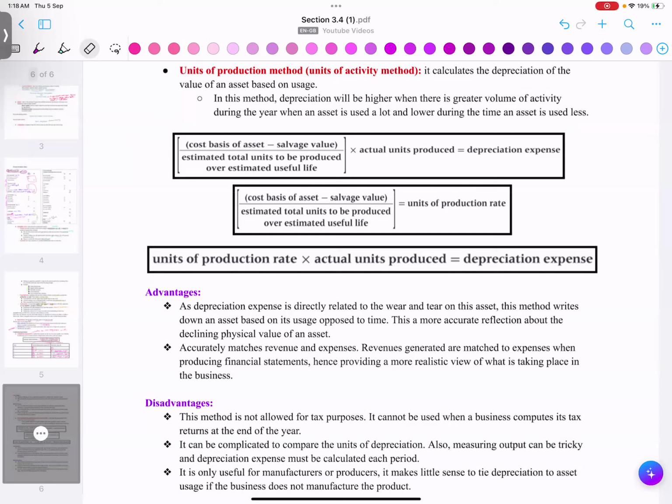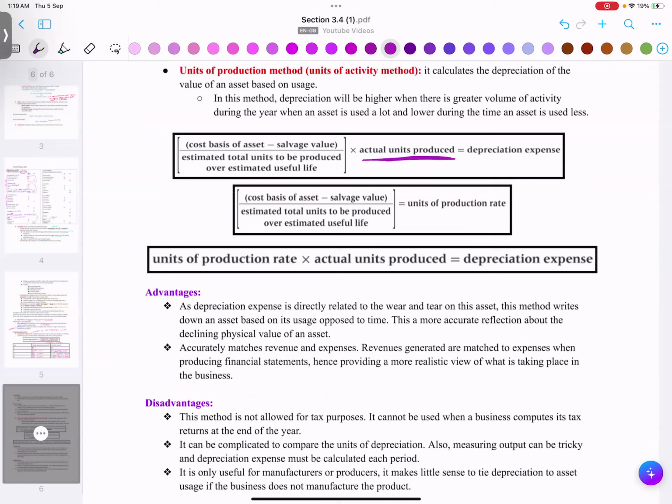Okay, and now we're going to be discussing the formula. So basically, the formula is cost basis of asset minus salvage value, over estimated total units to be produced over estimated life, times the actual units produced. Okay, so this is the depreciation expense.